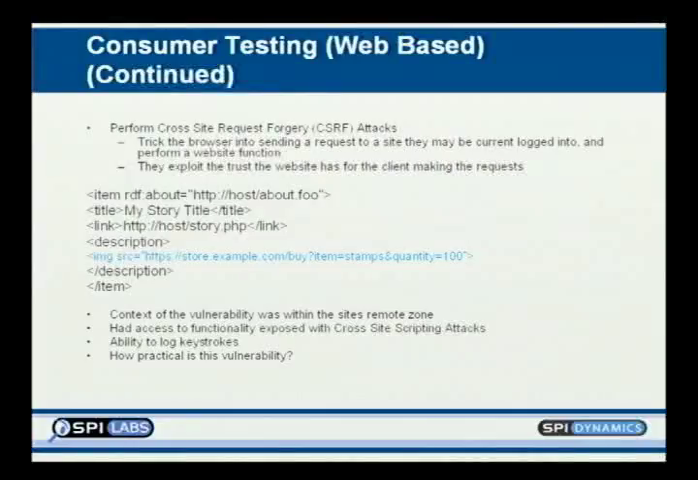Now, the context of the vulnerability, for the most part, is within the same site zone. In other words, when I put an attack into a feed and I viewed that feed on the web-based reader, and that web-based reader was vulnerable, I couldn't start taking cookies from other sites because of browser restrictions. I was pretty much locked into the site that I was looking at.